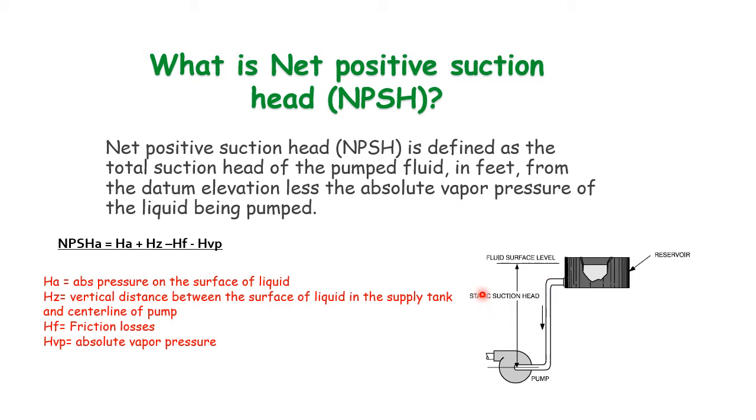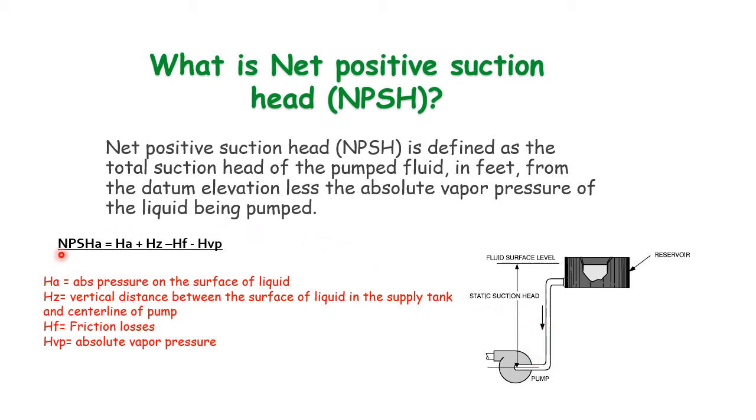at the suction side, and the difference between the suction head and the vapor pressure head is basically called the net positive suction head. We can see in the diagram that the suction line is connected to the reservoir, whose elevation is above the datum line of the pump. So obviously there is a static head available at the suction side of the pump.